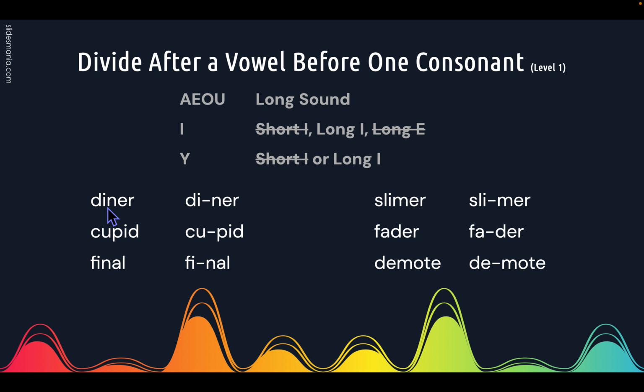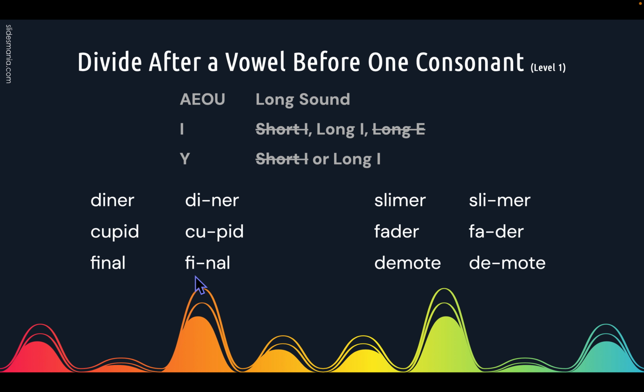So we're going to divide after a vowel before a single consonant right here. This I is at the end of a syllable, so we will use the long sound and get the word diner. We will divide after a vowel before a single consonant. Remember that the letter U has 2 long sounds, oo and U, and often we use oo because the U sound is hard to say, but in this case we say Cupid because we can use the U sound after a K sound. We're going to divide after a vowel before a single consonant.